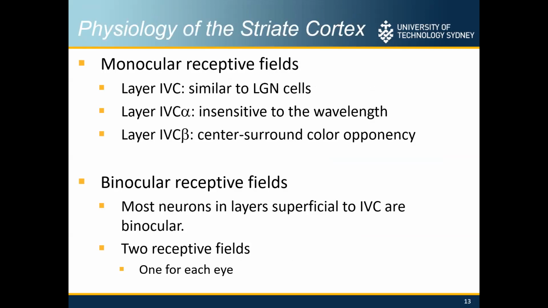The receptive fields of neurons in layer 4C are similar to those in the lateral geniculate nucleus. In this case, these are monocular receptive fields. Layer 4C alpha in particular is insensitive to the wavelength of light, whereas in layer 4C beta, the neurons exhibit center-surround color opponency. Beyond layer 4C, most neurons are binocular, which means that they receive input from both eyes. This also means that neurons have two receptive fields, one ipsilateral and the other contralateral.